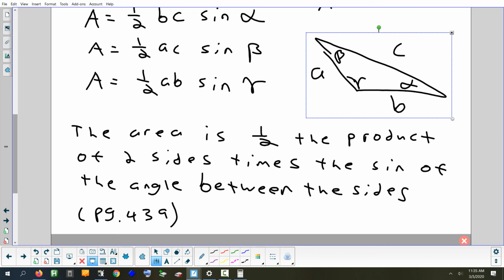Okay, and that's normally one that I do prove. And it actually doesn't even involve the law of sines to prove it. It involves SOHCAHTOA, right triangle.